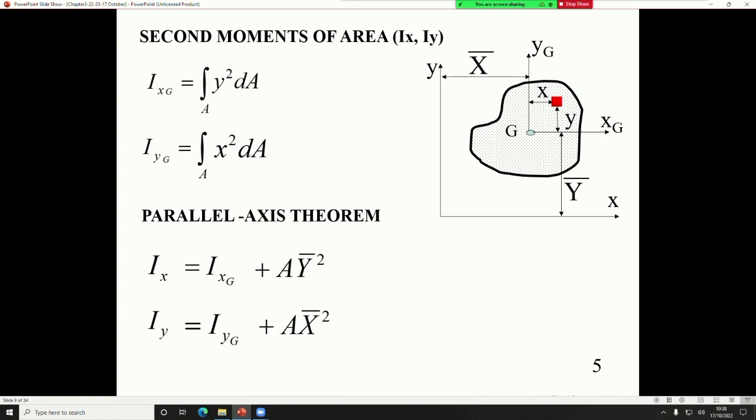Okay. Yes, please. Why is it equal to y squared dA? So this is.